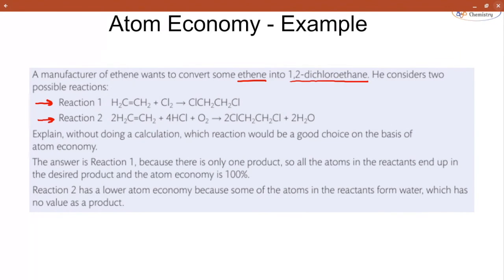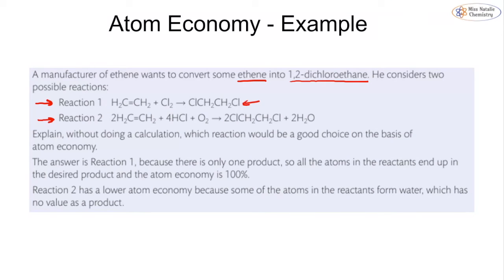And without even doing any sort of equation, we can give an answer for which one is going to be the best in terms of atom economy. And the reason for that is we look simply at the number of products. This one has one product, and this one has two products. Anything with one product is automatically going to have a 100% atom economy.